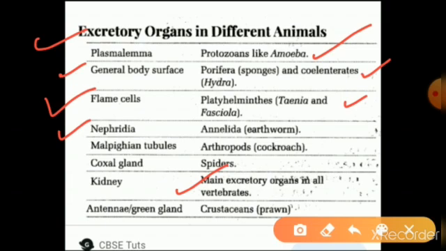So when we read the characters of all vertebrates, there will be one common character in all vertebrates, that their excretory organ is kidneys. Whereas antenna and green glands are present in case of crustaceans like prawns.